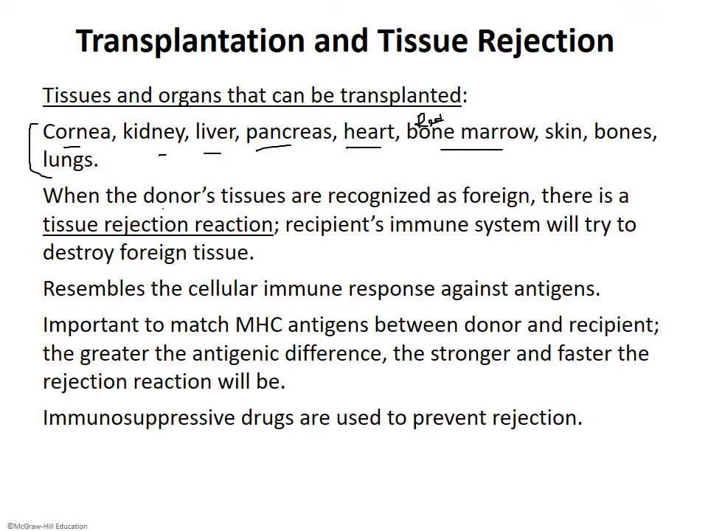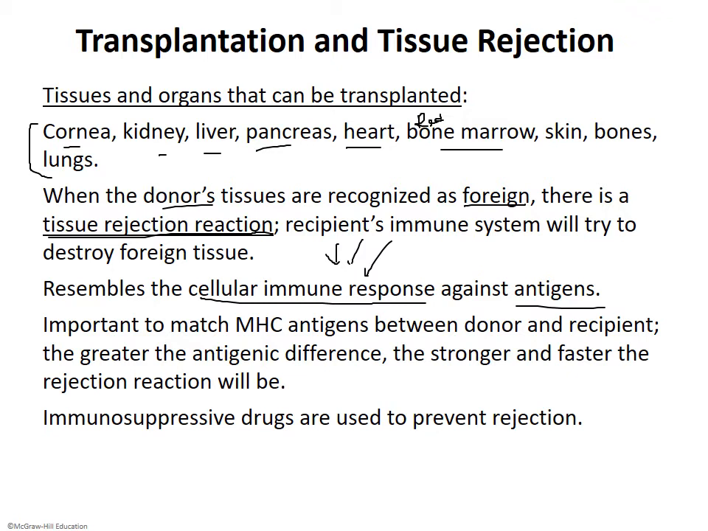When the donor's tissue is recognized as foreign, there is a tissue rejection reaction. What that's saying is, all of a sudden your body's going to go, wait a minute, this doesn't have my address on it. And it'll attack it. It resembles the cellular immune response against antigens. The T cells will just come in and be like, you're mine, buddy. And the antibodies will be doing the same thing.